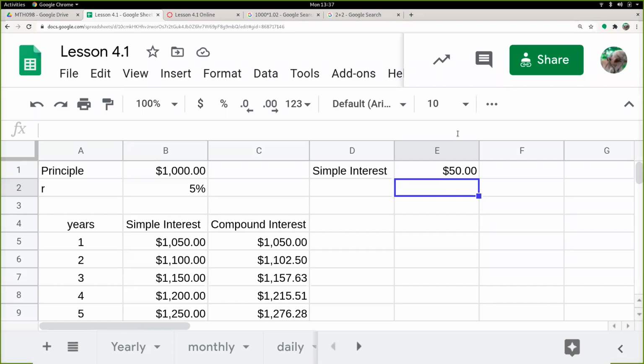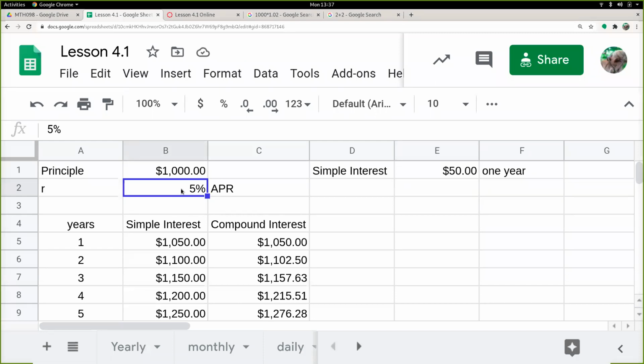So here I have a spreadsheet where I'm comparing simple interest to compound interest. I'm starting with $1,000, and this 5% is an annual percentage rate, so I'm going to label that APR. Over here, I calculate what happens with simple interest for 1 year. So 1 year later, we would just take that $1,000, multiply by 5%, and that's the answer.